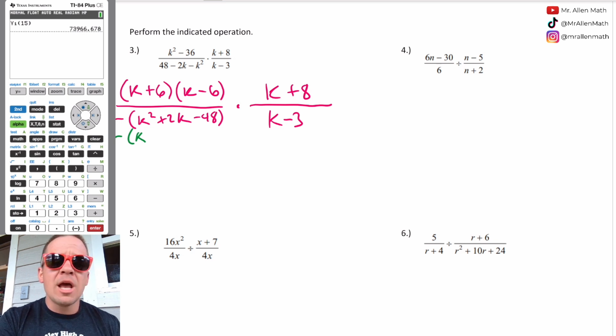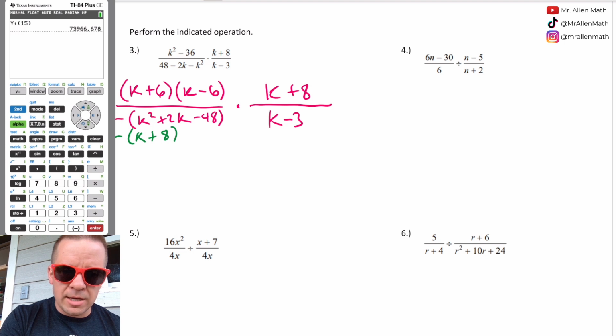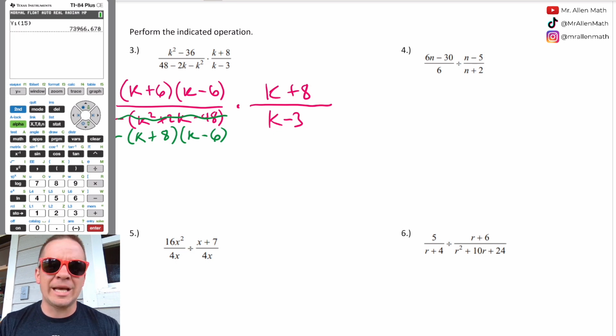What? Oh my God. It's going to be 8 and negative 6. Okay, so we got k minus 6. There we go. So that's what I'm going to be dealing with there. All right, a little squiggly out it. We got it. It's all factored. Now we can cancel some things.